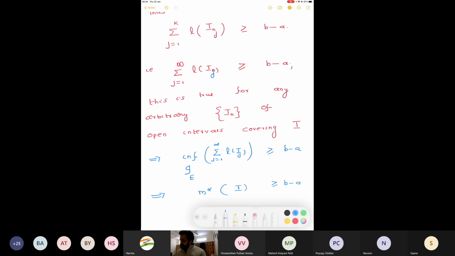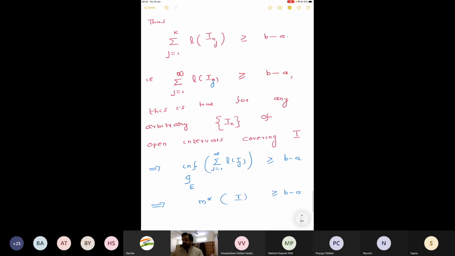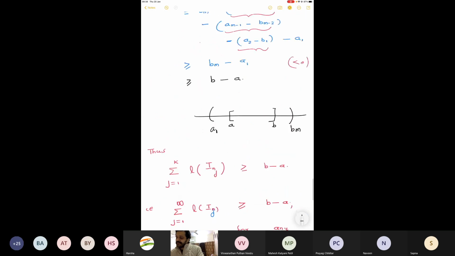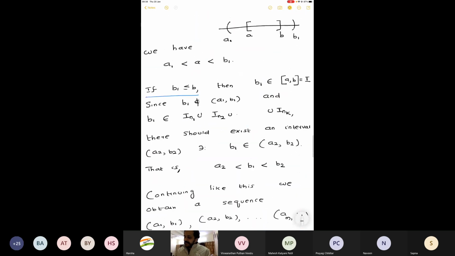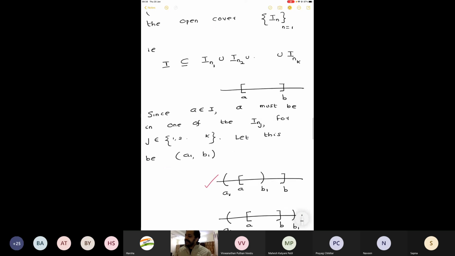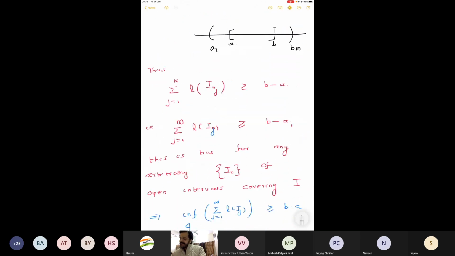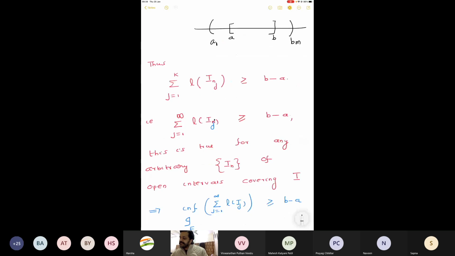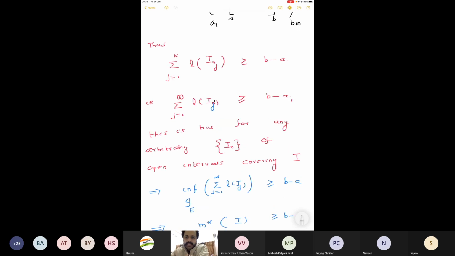Sorry for the small trouble that happened in between. I was a bit confused by this statement, this one, I is contained in this. So I was trying to relate it with monotonicity. Then you will get only M star of I less than or equal to M star of this. But I am not considering monotonicity here. So I got that the summation of the lengths of I_j is greater than or equal to B minus A. And this is true for any collection you start with. Okay. Is it okay?